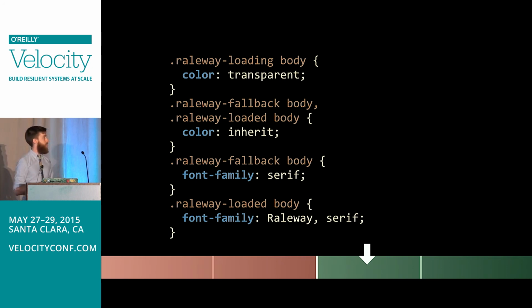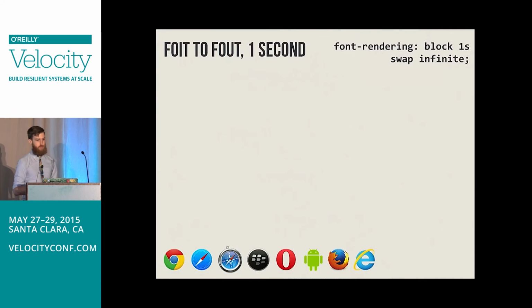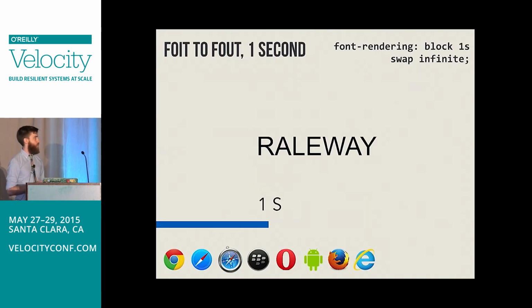And here's what the CSS looks like for this. We hide our text, which is not the best practice, but for this contrived example, this is how we're going to do it. Hide our text using color transparent. After the fallback loads, or after the web font is successfully loaded, we change it back to color inherit. And then we use the exact same mechanism to apply our web font. And this is how that will render.